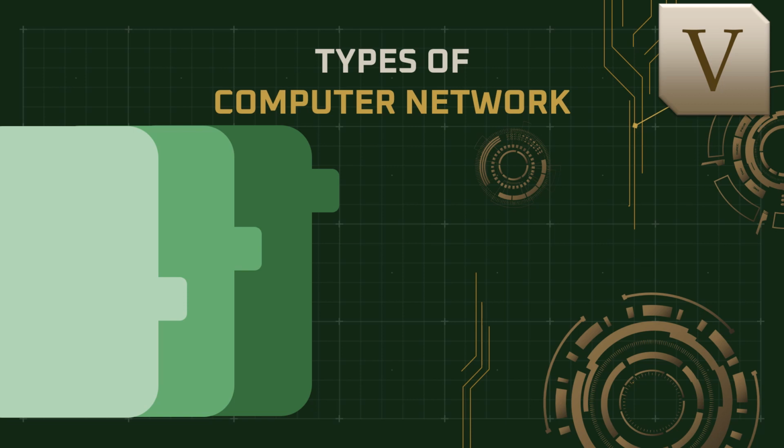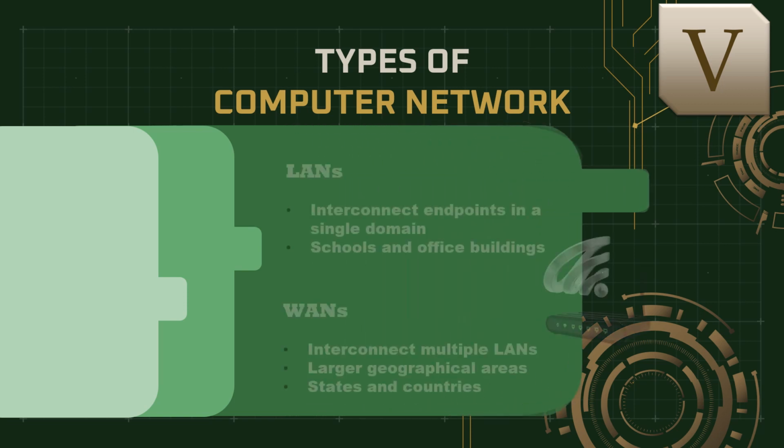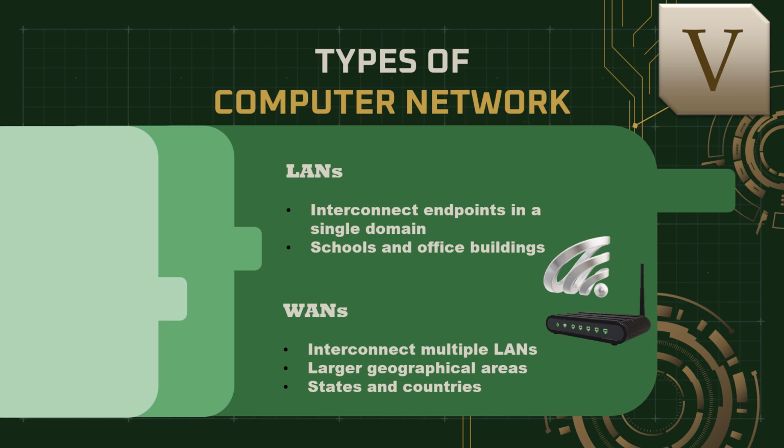Lastly, we are going to talk about the types of computer network. There are a lot of types of computer network, but here are some of the examples. Firstly, we have LAN, or the full name is Local Area Network. This computer network interconnects endpoints in a single domain, which means within a limited area and usually the same building, such as school and office building.